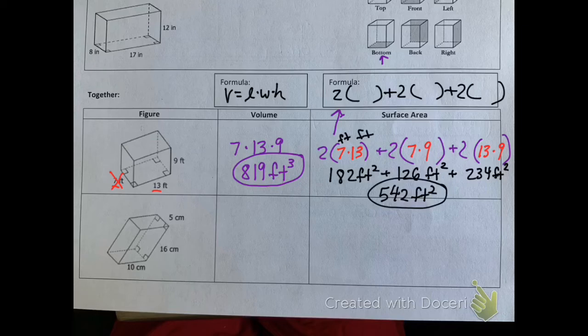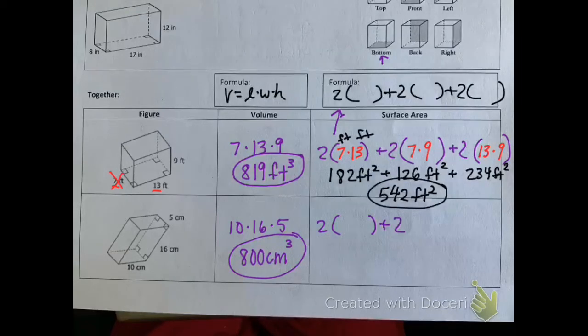For the next rectangular prism, volume is easy. You're just multiplying the three dimensions in any order, 10 times 16 times 5. If I multiply this together, I get 800 centimeters cubed because it's centimeters times centimeters times centimeters. Surface area is the area of all 6 surfaces added together. I'm going to set up this formula like we did in the previous one. Pick a pair to start.